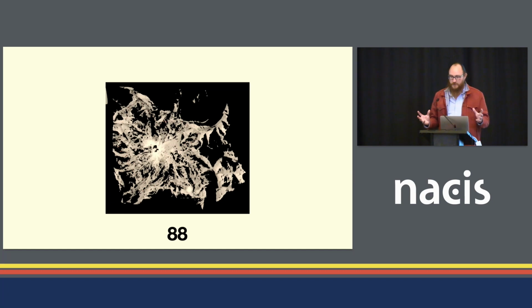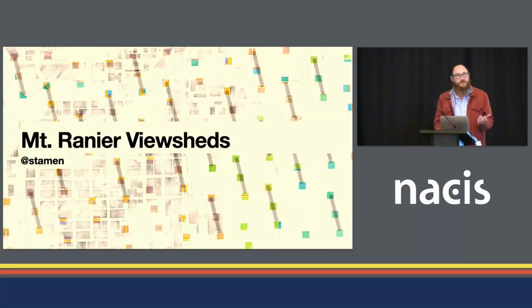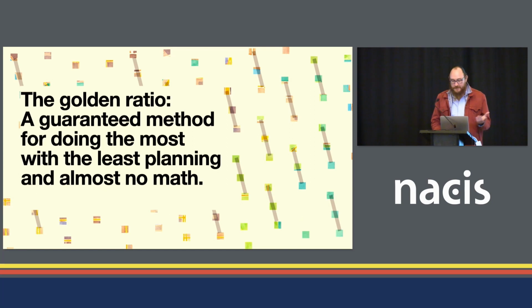The other thing about it that's cool is that if 2 people are using the same method on the same data set, they're much more likely to get the same results than if they're using different grids and things like that. So it basically maximally expands your ability to do a sample, and also then to make maps on top of that. So a guaranteed method for doing the most with the least planning and almost no math is what we've got.